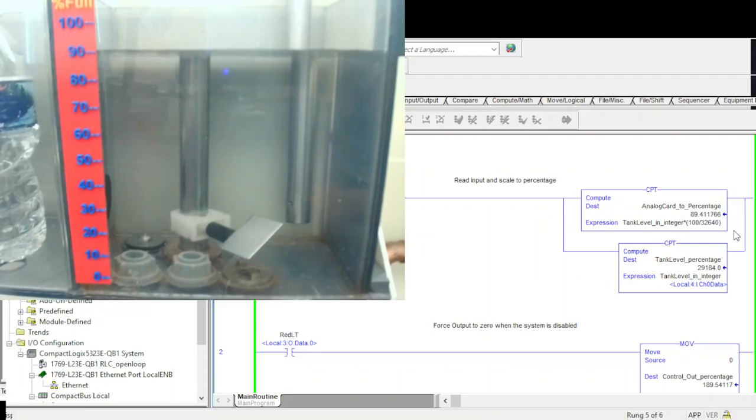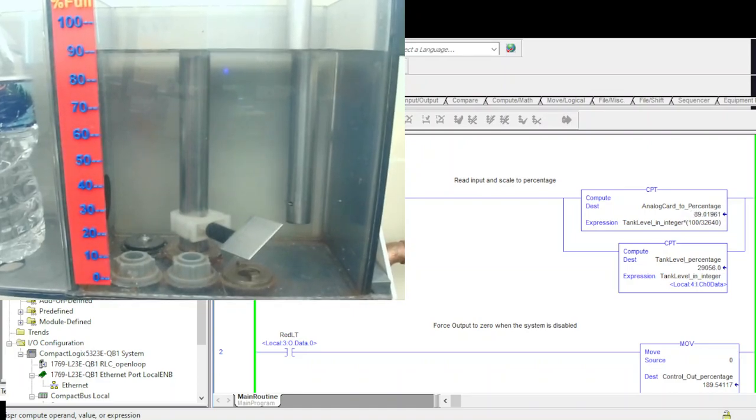So I'm at 29,100. So at 90%, I'm at 29,100. We'll just call it here. So, okay. So my number at 90% is 29,100. My number at 20% was 7,700.